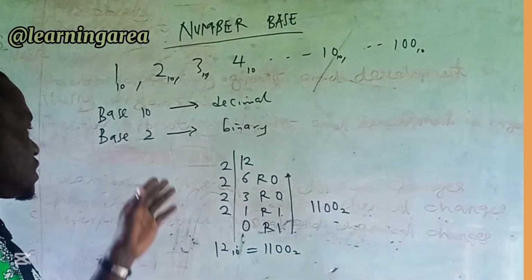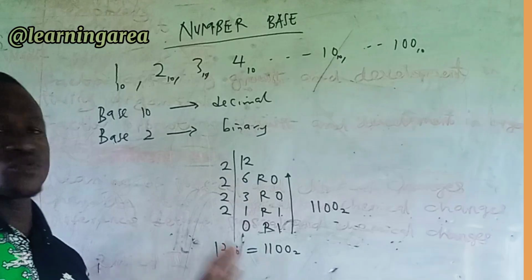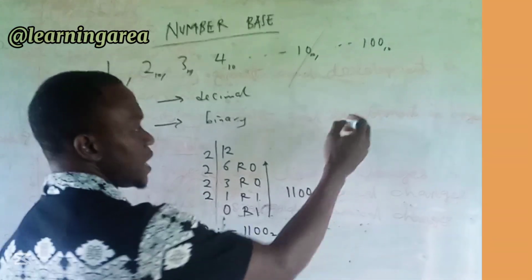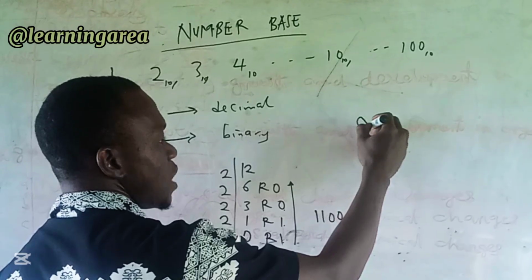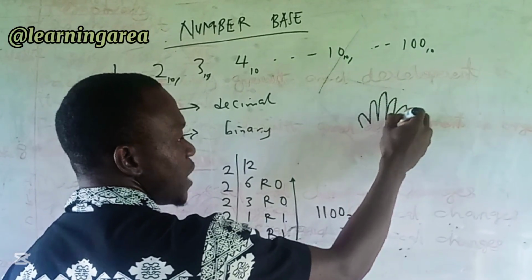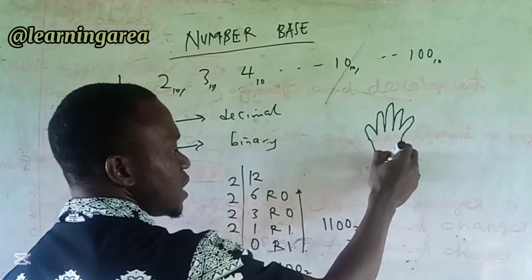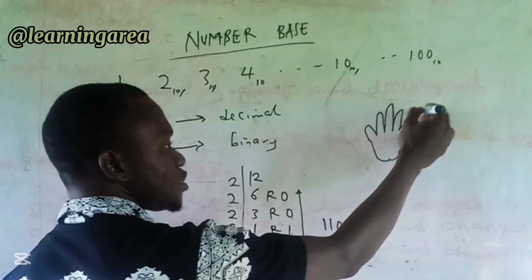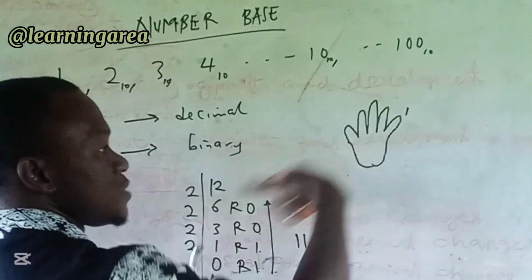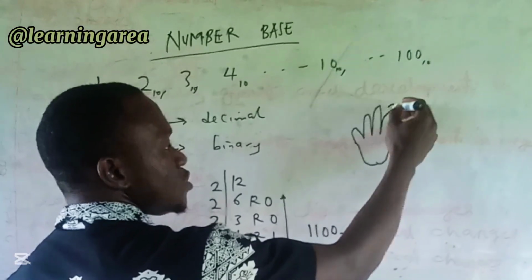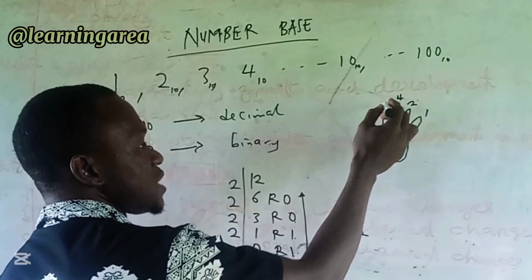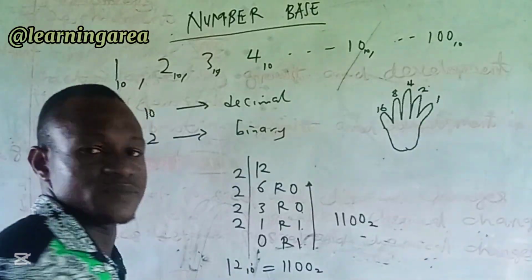Now, I can get 12 in base 2 without going through this process. Just stick with me. I take 5 fingers: 1, 2, 3, 4, 5. I number these 5 fingers starting with 1, and everything is going to be multiplied by 2. So 1 times 2 gives me 2, 2 times 2 gives me 4, 4 times 2 gives me 8, and 8 times 2 gives me 16.